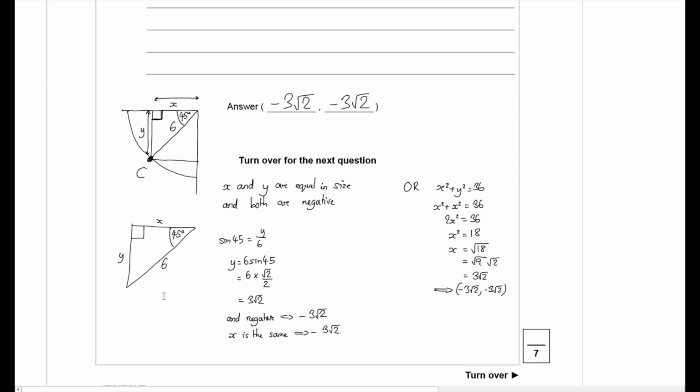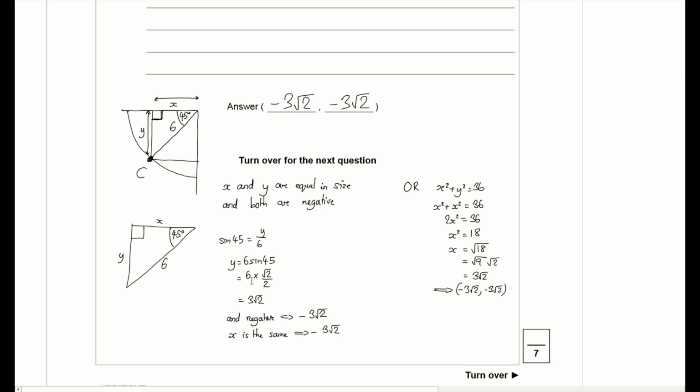So here's the trigonometry method. So let's label this as 45 degrees as discussed earlier. This side is the opposite, that side is the hypotenuse. So we can say sine 45 is opposite, which is y, over hypotenuse, which is 6. So therefore y being made the subject is 6 sine 45. Now you do need to know your exact trig ratios for the higher and foundation papers. 45 degrees is one such angle that you need to know the ratio for. Sine 45 is root 2 over 2.